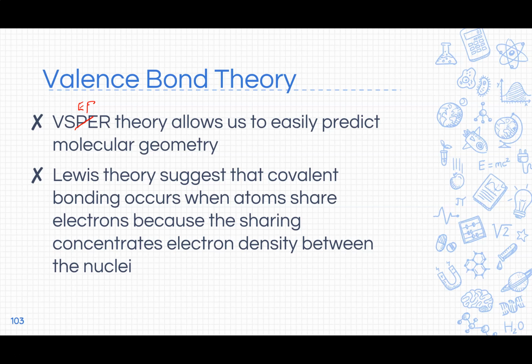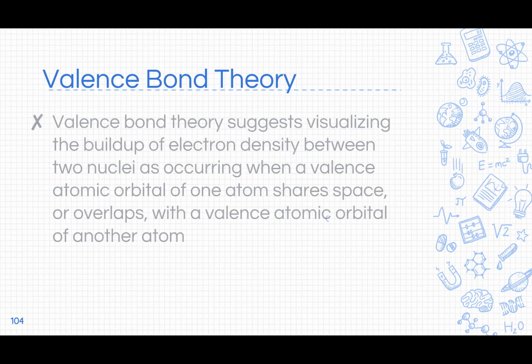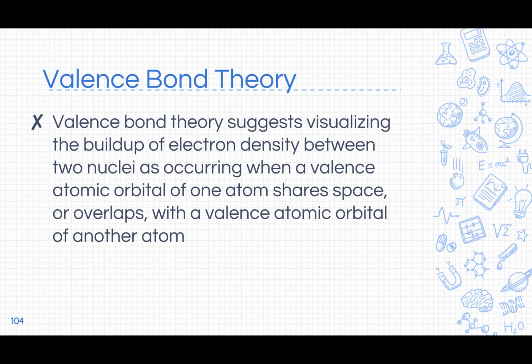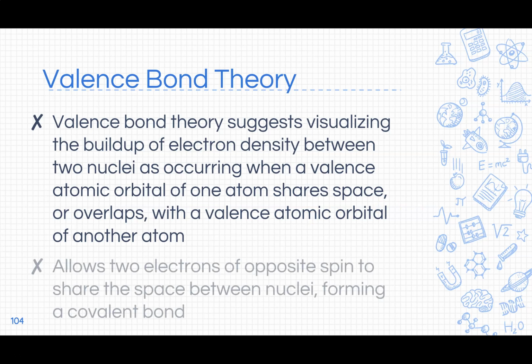So we've used the VSEPR theory and the Lewis theory. The valence bond theory suggests that we should visualize the buildup of electron density between two nuclei as occurring when atomic orbitals are overlapping with each other. So this idea that electrons get shared, not just because everybody wants 8, but because orbitals actually overlap with each other. So to understand that, we have to know a little bit about orbitals.